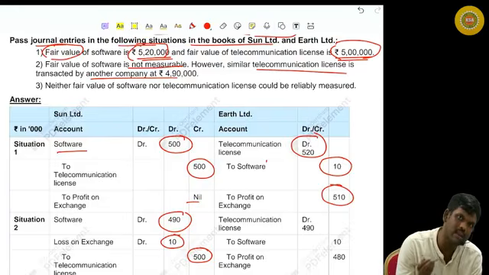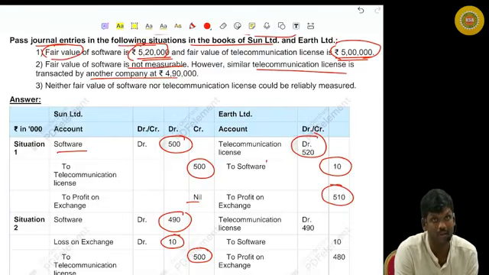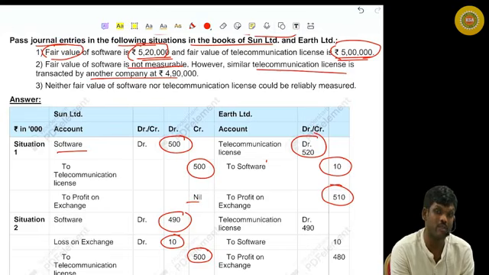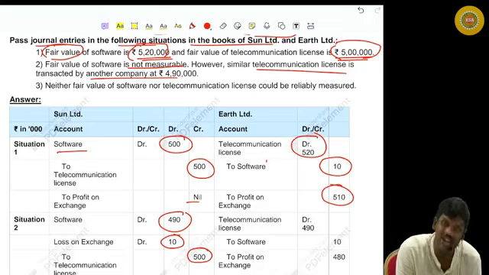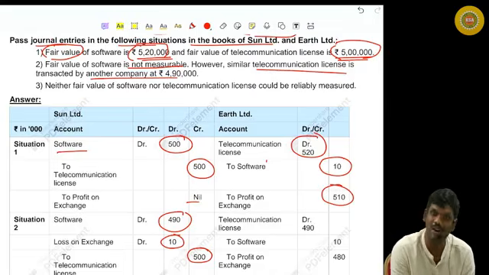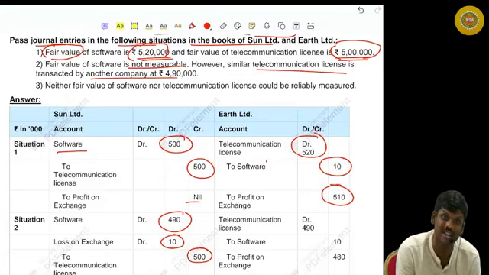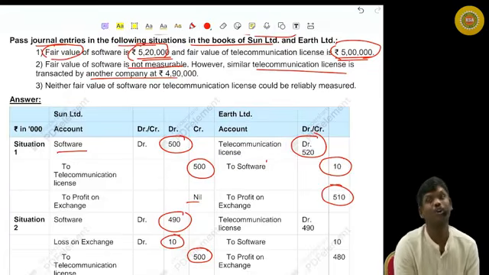Now let us think from Earth Limited's perspective. Earth Limited is giving up which asset? Software. But do we know the fair value of the software? No. So we don't know the fair value of the asset given up. Then what should we do, sir? We have to use the fair value of the asset taken over, which is a telecommunication license, with fair value 4,90,000.